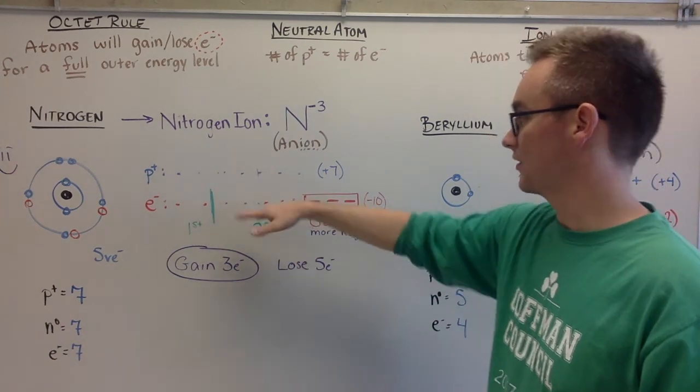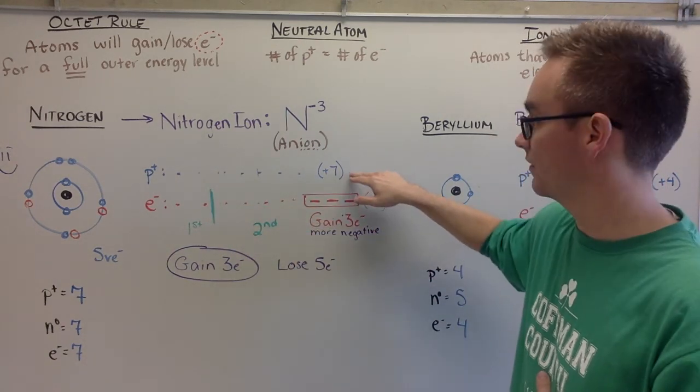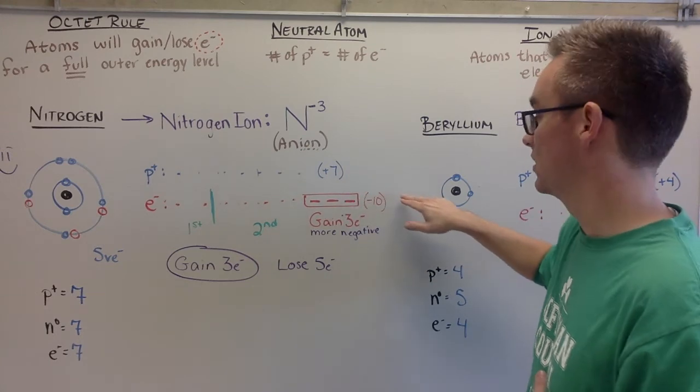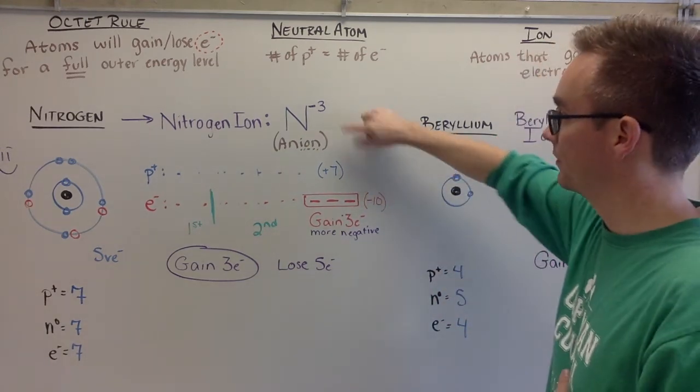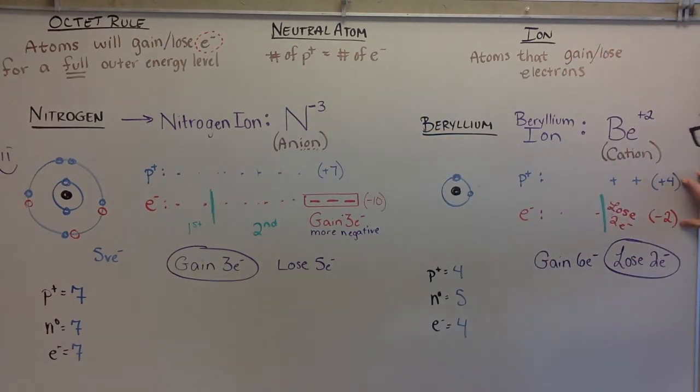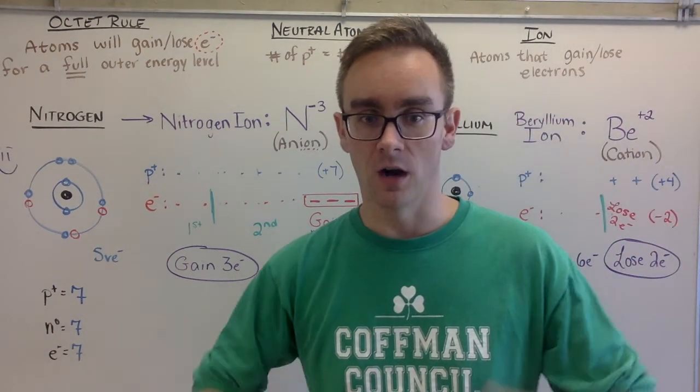All right. Once you know those choices, you can either cancel out the charges or you can do the math version. 7 positive charges, 10 negative, so -10. And then just do the sum of those. Same thing over here. Positive 4, -2 makes positive 2. All right. Whew, that's a lot of work.